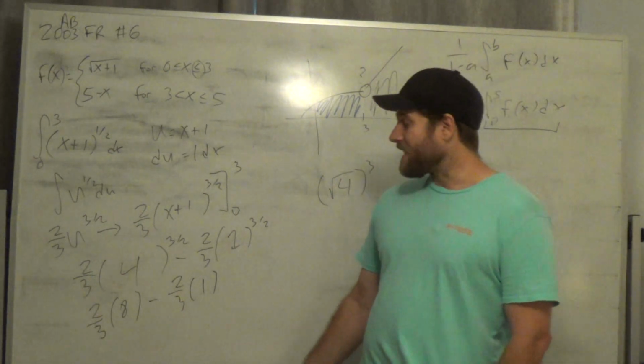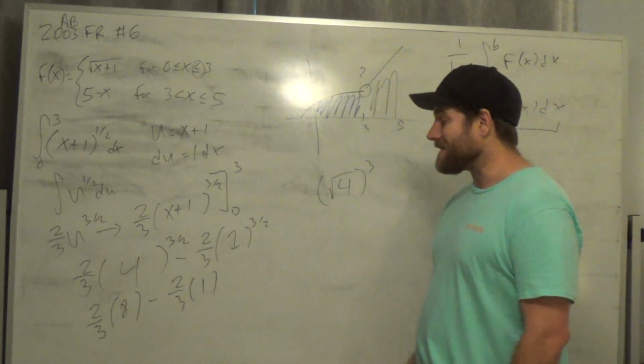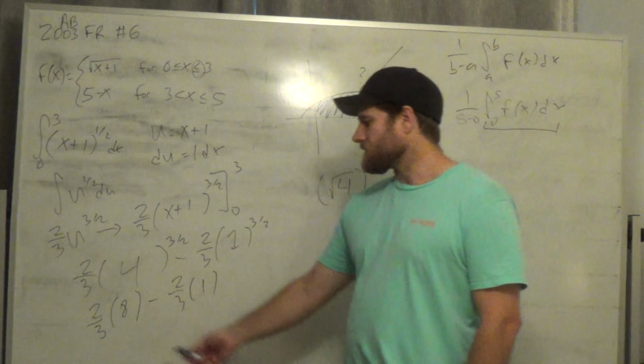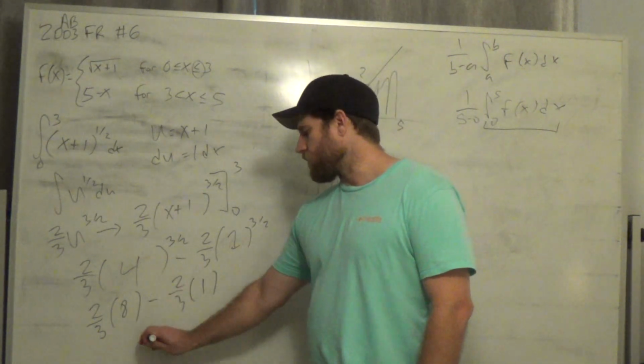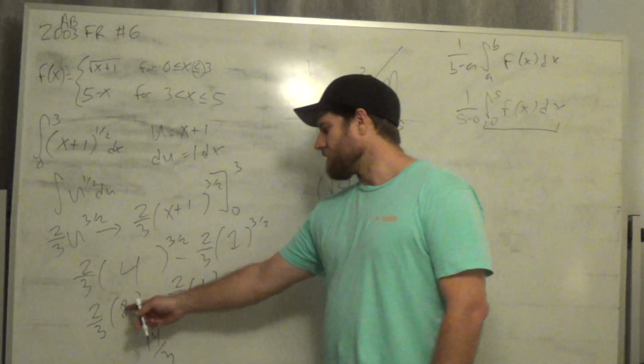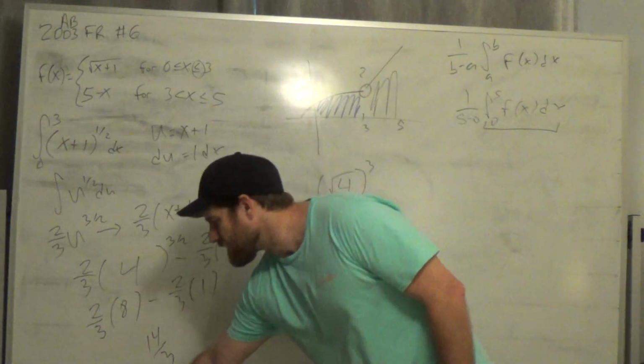Remember, this is free response. This is earn it stuff. I don't need to simplify that. Could I? Yeah, 16 over 3 minus 2 over 3 is 14 over 3. But that's how I choose to write 14 over 3.